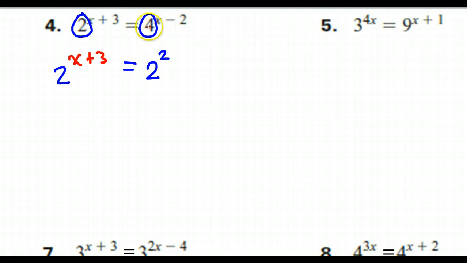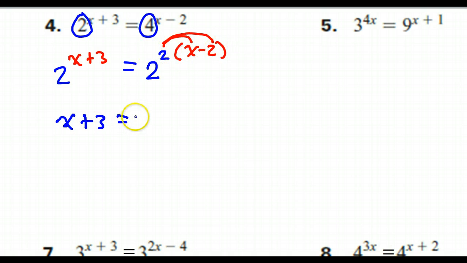Now, what do I do? I've rewritten 4 as 2 squared. So what do I do with this x minus 2 over here? Well, if I were you, I would just put it in parentheses for right now, because what we're going to do in a moment is distribute. Since the bases are equal now, I know that the exponents will be equal. So I know that x plus 3 is going to equal this other exponent. I'm going to go ahead and do the distributive property though and put 2x minus 4. But I'm setting this exponent equal to this exponent.